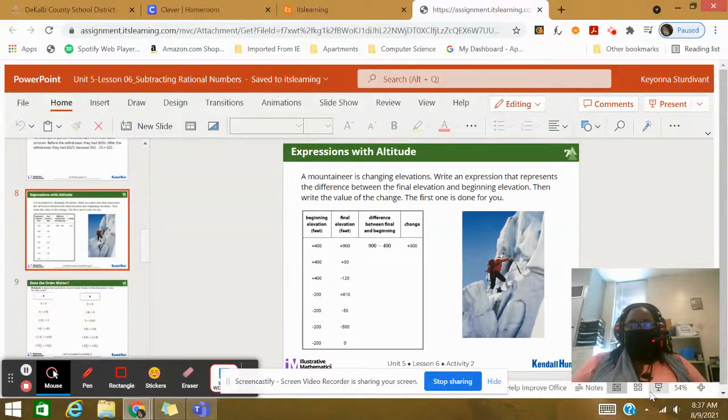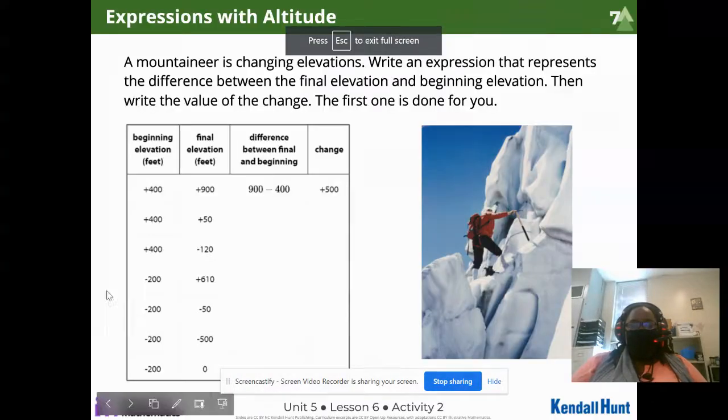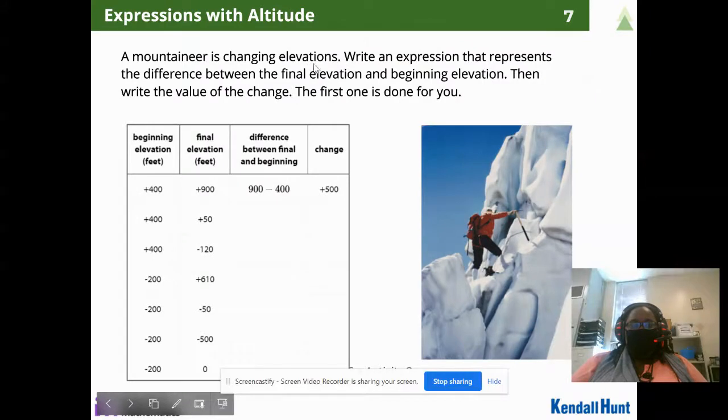Okay, here's the very first activity in lesson 6. We have another chart. I'm going to go ahead and blow this up. It says a mountaineer is changing elevations. Write an expression that represents the difference between the final elevation and beginning elevation. Then write the value of the change. The first one is already done for you.